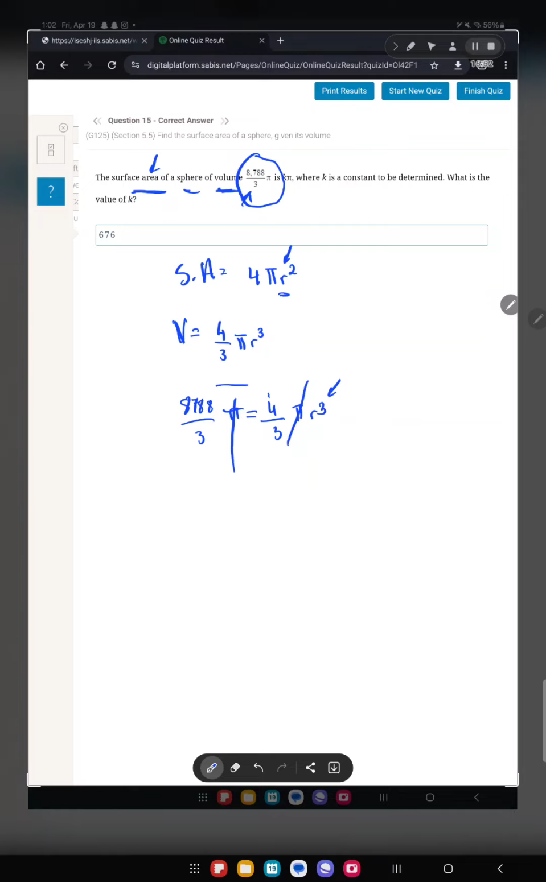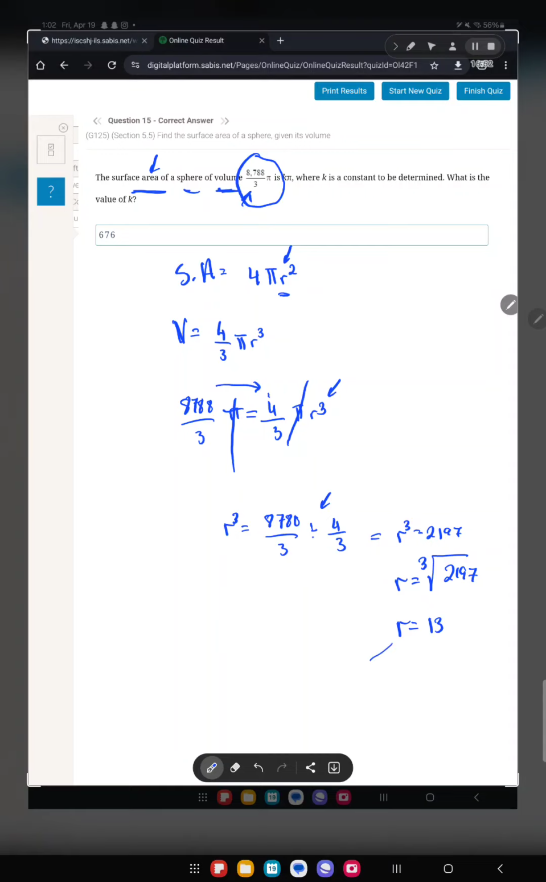How would you find r cubed? You now have to divide 8788 over 3 by 4 over 3. So r cubed is going to be 8788 over 3 divided by 4 over 3. Do this on the calculator. 2197, I think. And you're going to get r equals the third root of 2197. So r is going to be equal to 13.